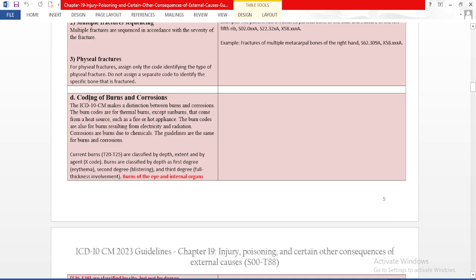And we have coding of burns and corrosions. Here we need to know the difference between burns and corrosions. The burn codes are for dermal burns, except sunburns, that come from a heat source such as fire or a hot appliance. The burn codes are also for burns resulting from electricity and radiation. Corrosions are due to chemicals. So other than chemical, we will consider everything as a burn. But corrosions are burns due to chemicals. If the patient has a burn due to chemical, we will consider it as a corrosion, not a burn.